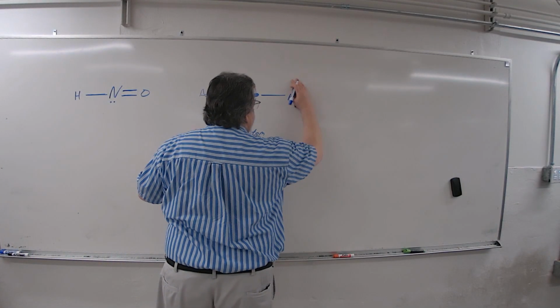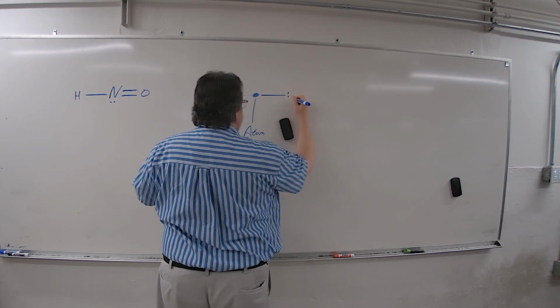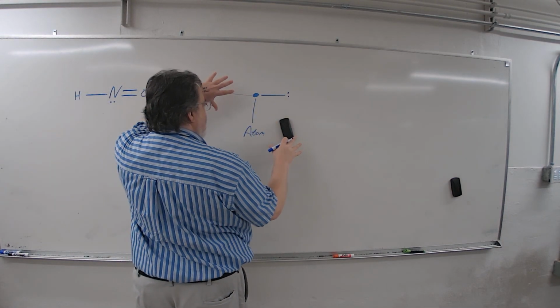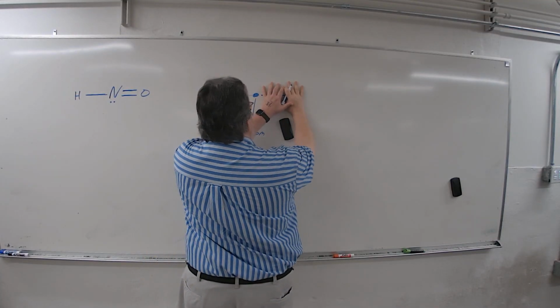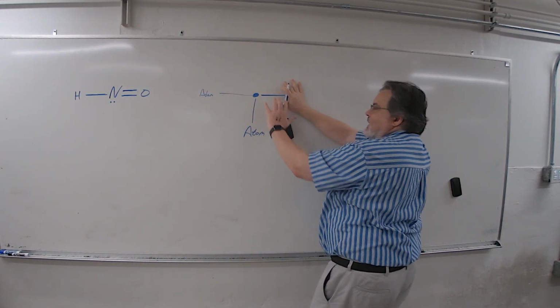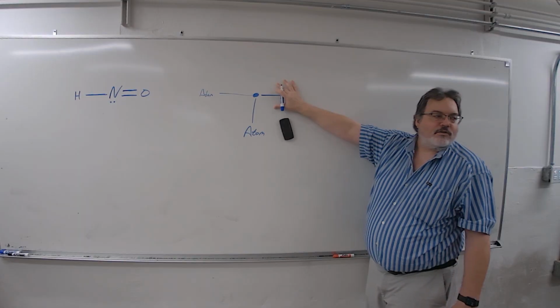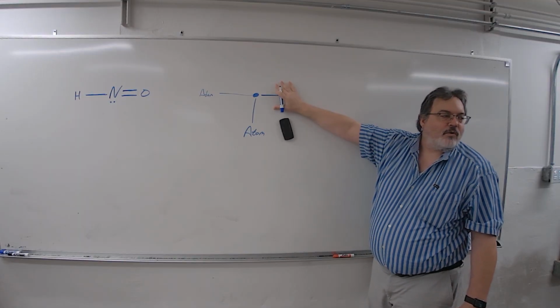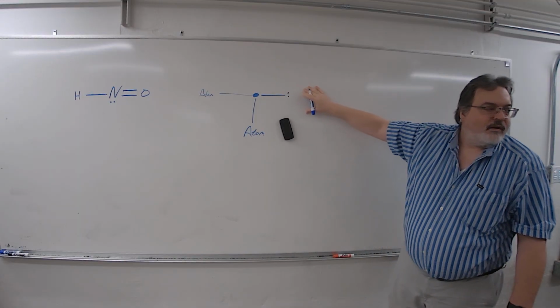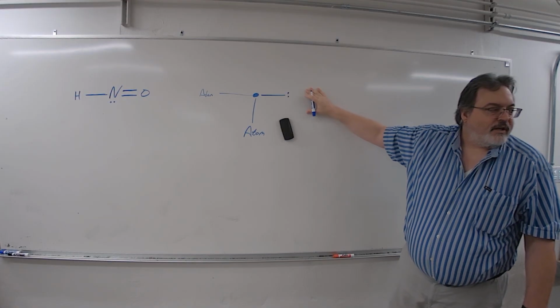If one of these is a pair of electrons, we still have that 120 degrees shape, but we ignore this pair of electrons and then just name the shape we have left. That's when we're going to say bent at 120 degrees, because we're ignoring this part. You understand?